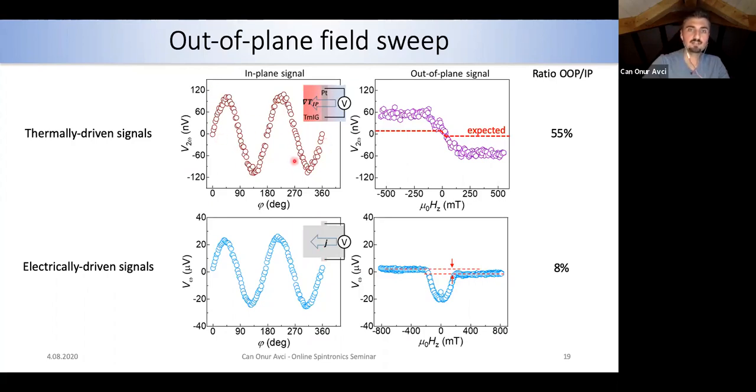So in-plane signals, okay, now I got rid of the spin Seebeck signal. So I'm just showing you this sin 2φ behavior. That is the spin Nernst signal. So this is the spin Hall signal. This is the spin Nernst signal. And now I'm looking at this out-of-plane signal. And if you look at this comparison, from this one I expect this signal to be this small. Therefore, there are some additional contributions that occur in these thermally driven signals.